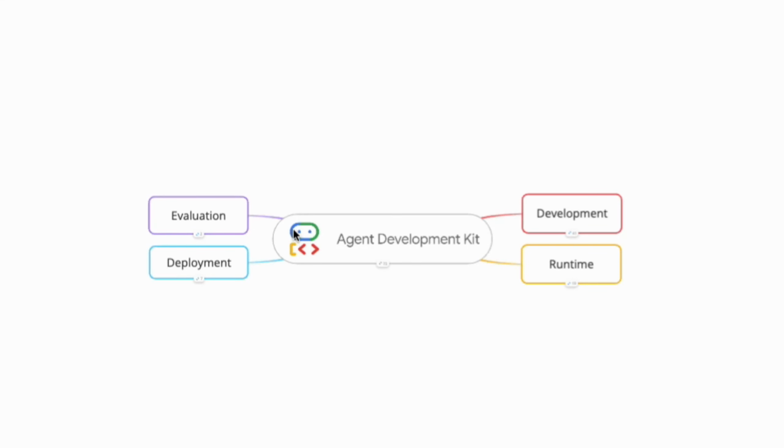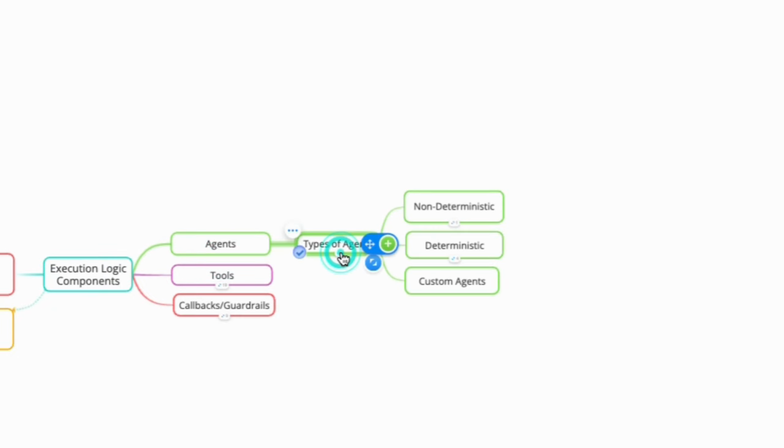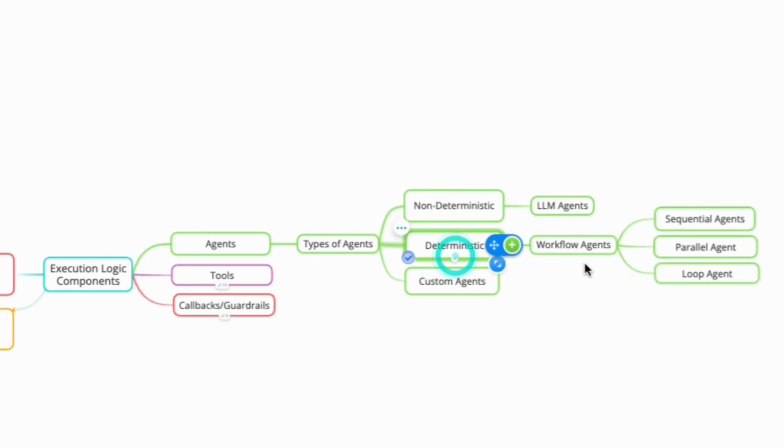The Agent Development Kit has multiple components to help develop, run, evaluate, and deploy agents. Let's take a look at some of the components involved in developing agents. First, we have the agents themselves. Agents can be divided into non-deterministic, deterministic, and custom agents. Non-deterministic agents use an LLM to do the coordination, and deterministic agents use workflows to do deterministic coordination like sequential, parallel, and loop. Custom agents are a mix of both deterministic and non-deterministic components, LLMs, and code that helps them do activities.